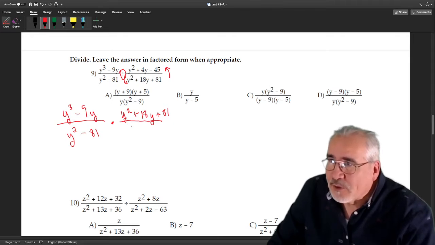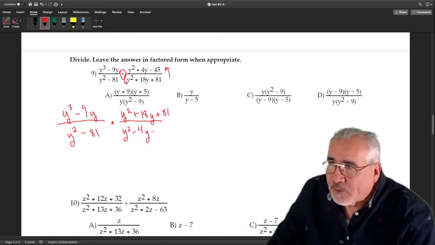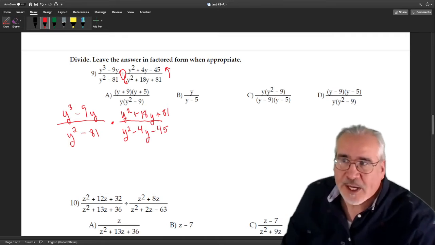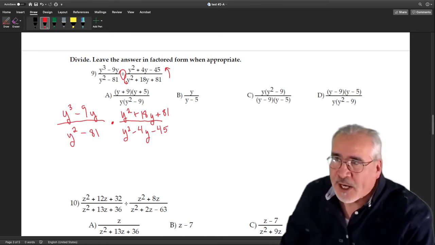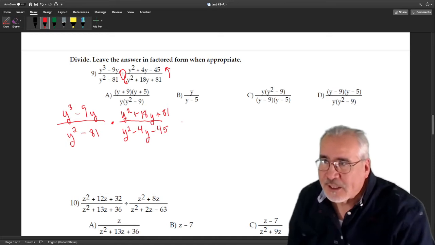And then the top goes to the bottom, so there's a y squared minus 4y minus 45. And as you look at these things, you might see the factoring. 45 is 9 times 5, and there's a 9 there. Hey, it's looking good.